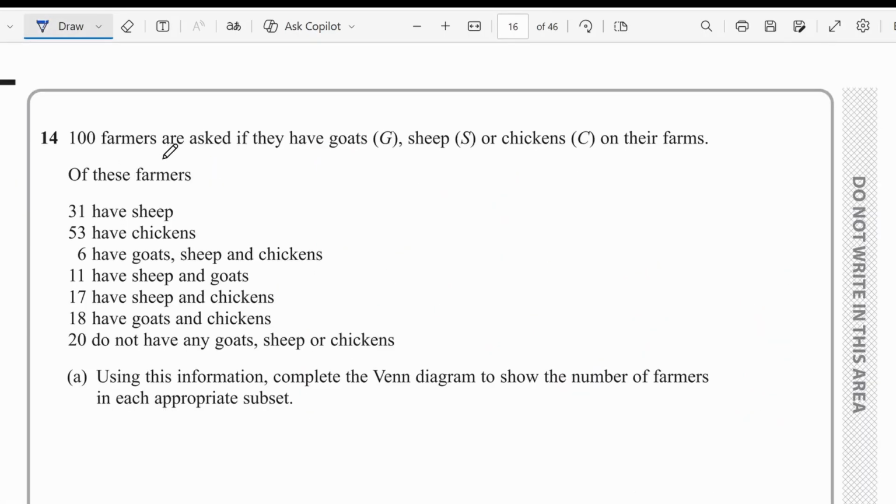Question number 14, 100 farmers are asked if they have goats, sheep or chicken on their farm. Of these farmers, 31 have sheep, 53 have chickens, 6 have goats, sheep and chickens, 11 have sheep and goats, 17 have sheep and chicken, 18 have goats and chickens, 20 don't have any goats, sheep or chicken. Use this information to complete the Venn diagram.